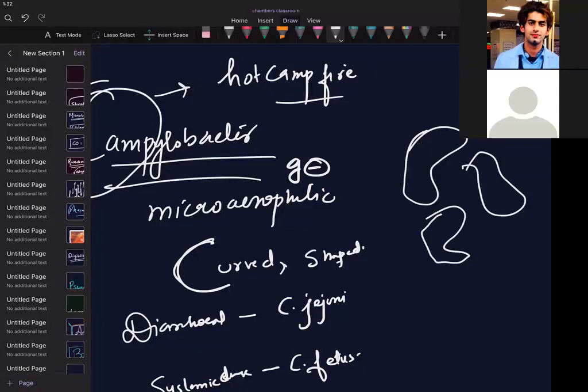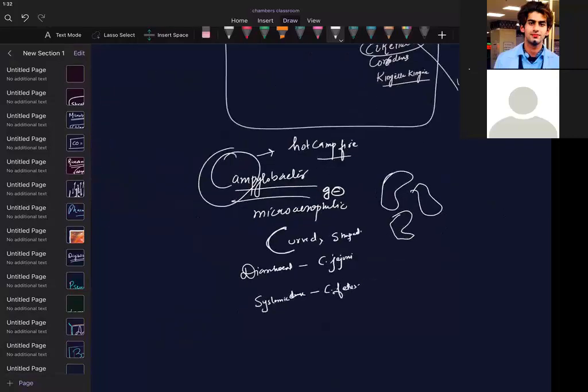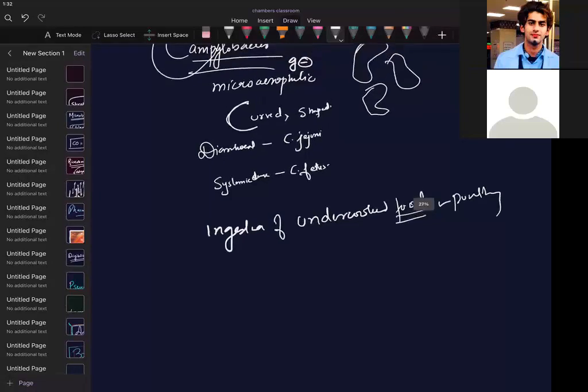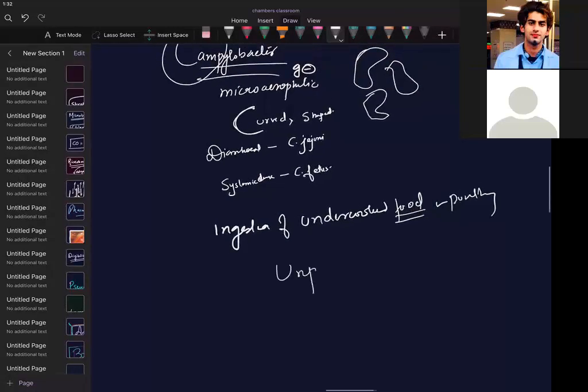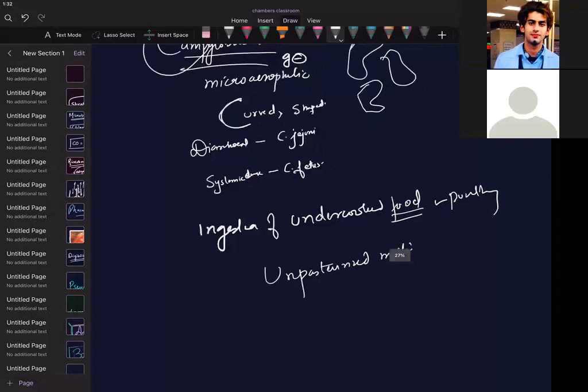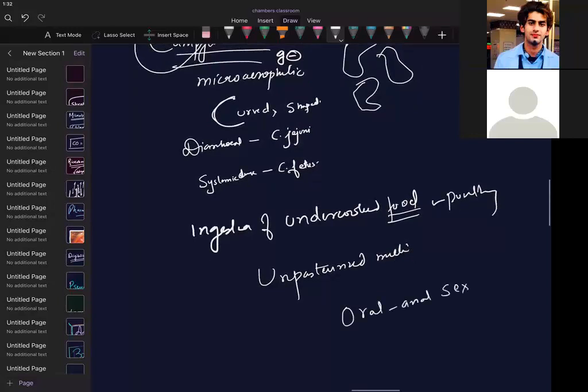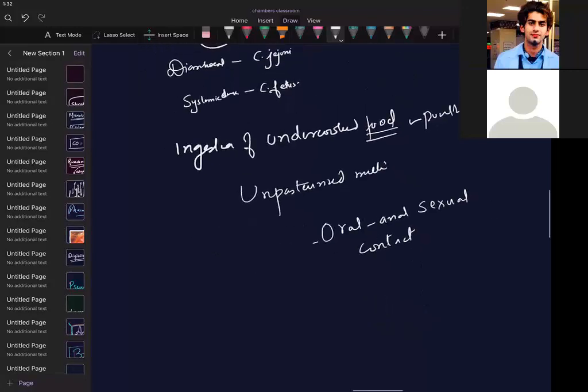What happens is, by ingestion of undercooked food, any sort of poultry, mostly poultry, or unpasteurized milk, or water even, it can enter. So through the fecal-oral route it can enter, or also oral anal sexual contact. The mode of transmission is this.